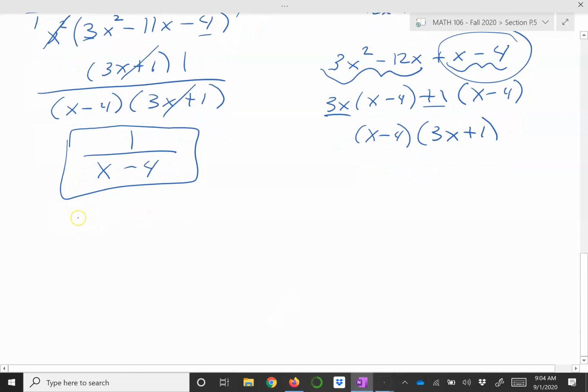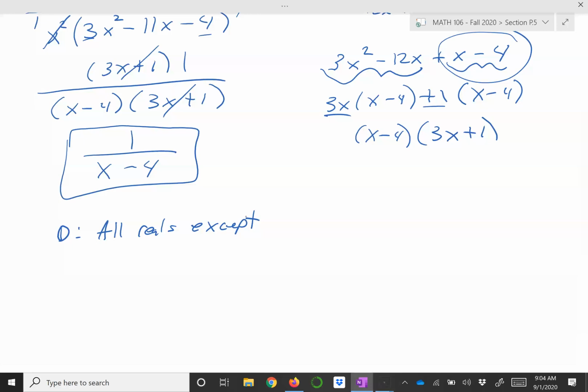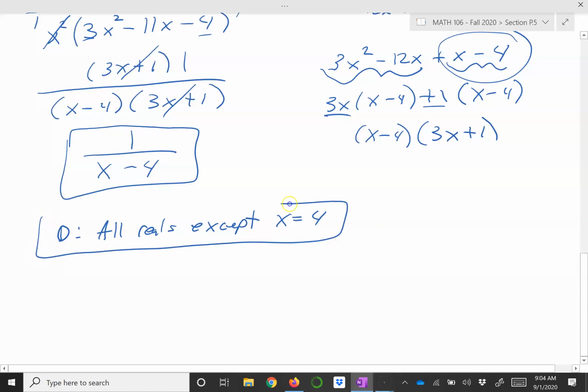All right, so that's half of the answer. So now I want the domain. It's going to be all reals. I can plug all real numbers in for x, except what value? You probably don't even have to write that equation out for some of these. What would it be? Yeah, 4, right? Except x equals 4, because when I plug a 4 in there, I get 0, which makes my rational expression undefined. So we don't like that.